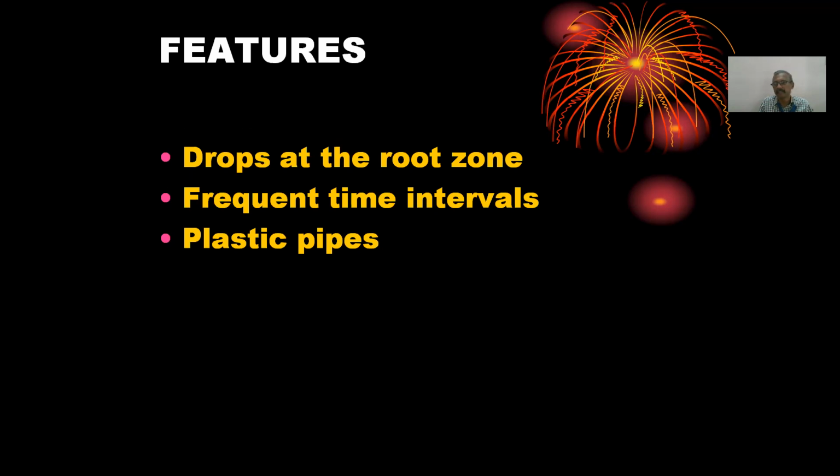So basically, these are all the features of drip irrigation. Apply water by drops at frequent time intervals, do irrigation, and the conveyance is done by plastic pipes. This is what drip irrigation basically is.